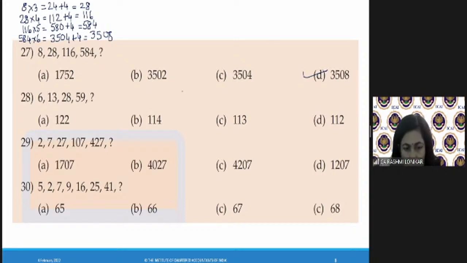Now let us go to the 28th sum. How much is this? 6, 13.